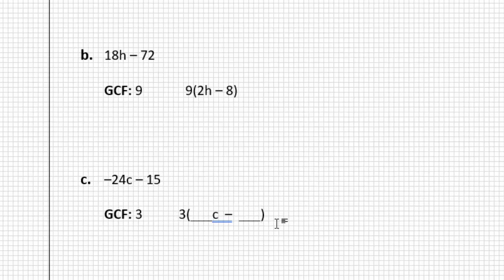So if you haven't gotten this far yet, go ahead and set this up and think about what values we are going to put in those blanks. Well, I would say that the coefficient in front of the variable c here should be negative 8, because negative 8 times 3 equals negative 24. And for my constant term, I would fill that value in with 5, because 5 times 3 equals 15.